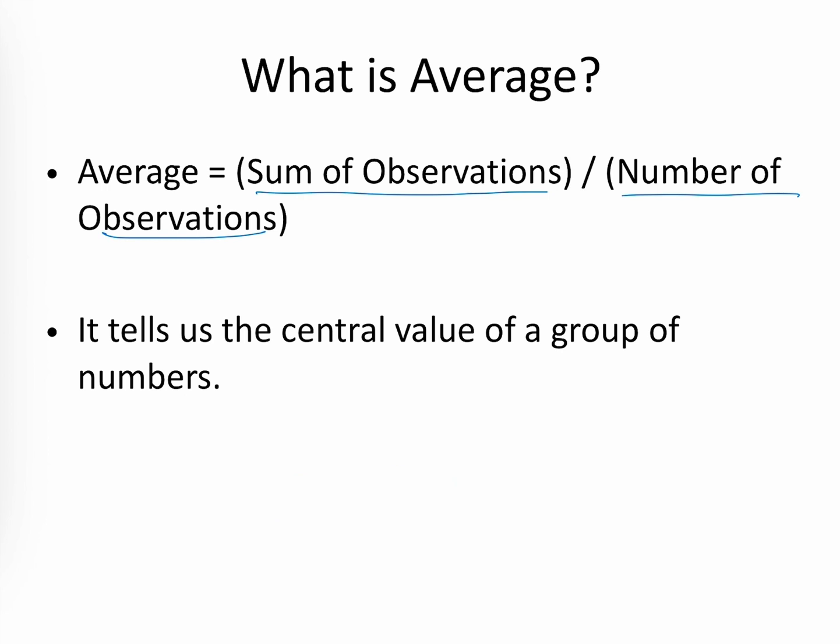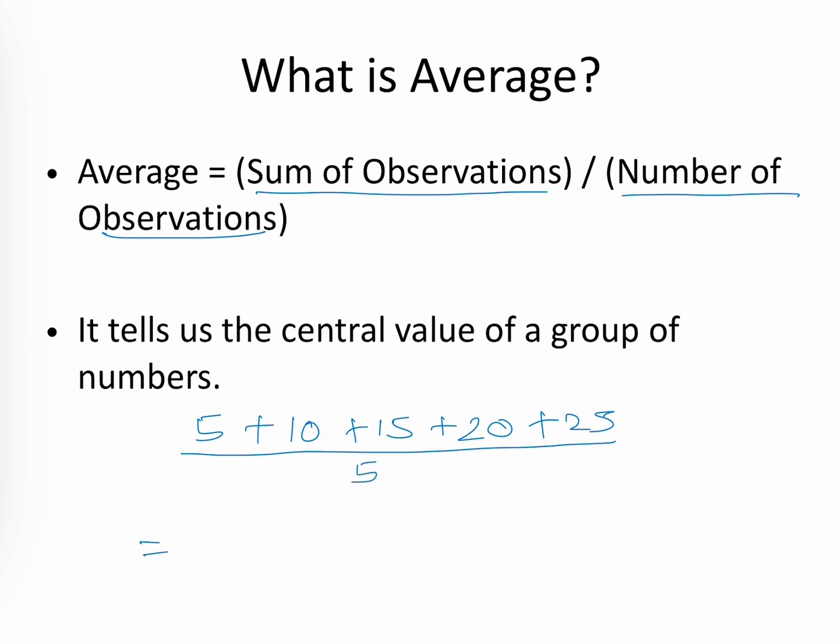Now suppose 5, 10, 15, 20 and 25. How many numbers are there? 5 numbers are there. We will add all these 5 observations, and since there are 5 observations, we will divide by 5. So adding up all the observations will give you 75, divided by 5, we will get 15. So this is the central value of all the 5 numbers. This will represent all the 5 numbers. Okay, I hope it's clear now. Let's move on next.